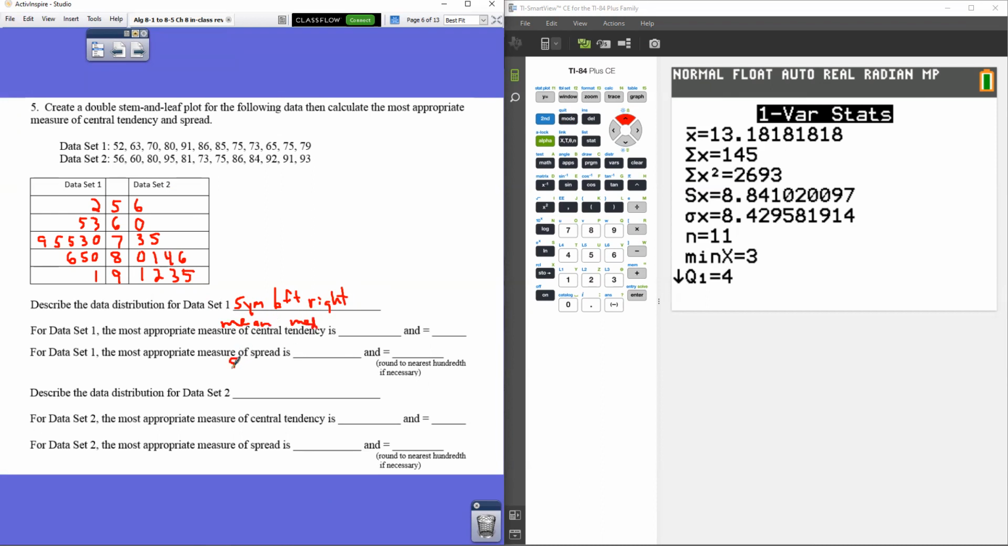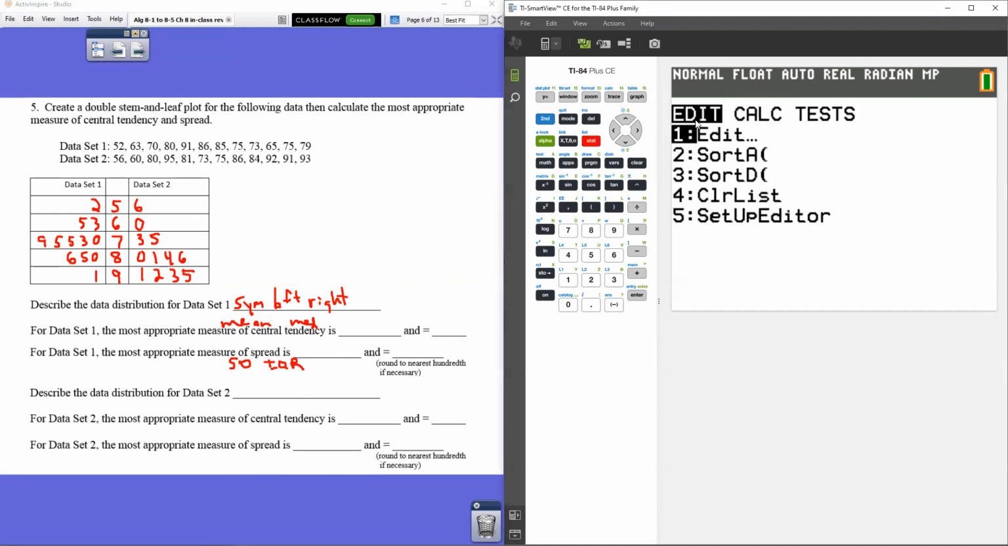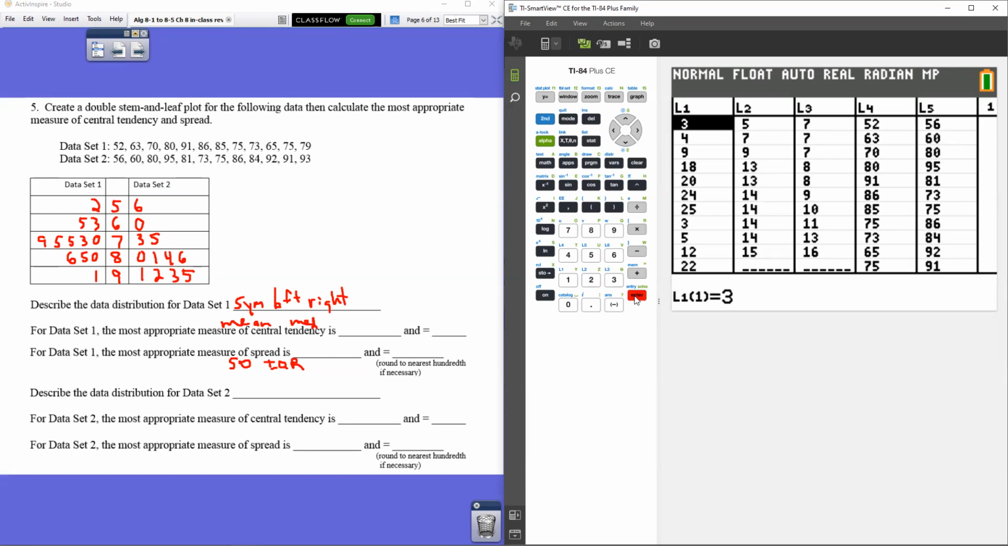And whether you would use standard deviation or IQR, and what those are. Same exact thing for data set number 2. Let me give you about 2 minutes because you're going to have to type that data into your stat edit, all right? So please type in that data from data set number 1 and data set number 2 and do your calculations, please. I'm going to give you about 2 minutes for this.